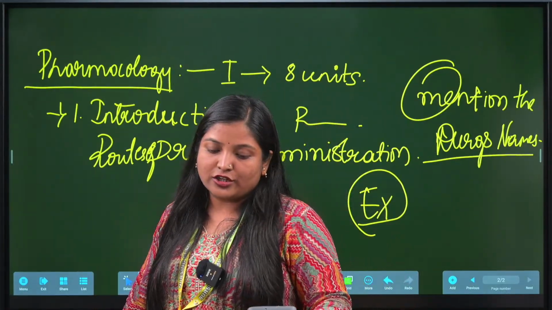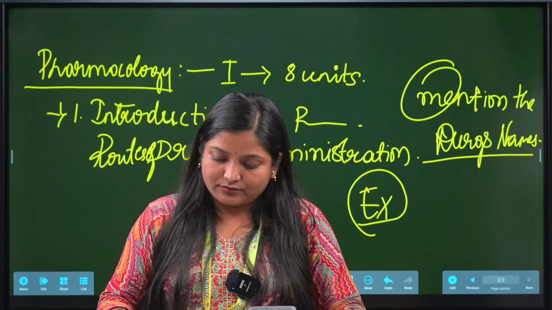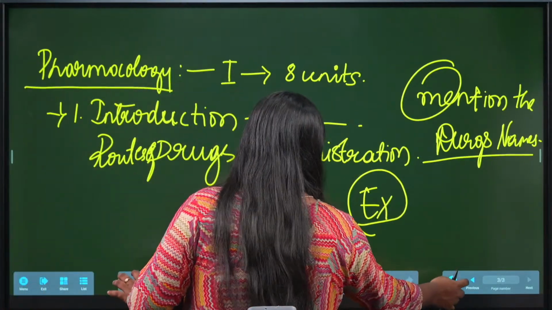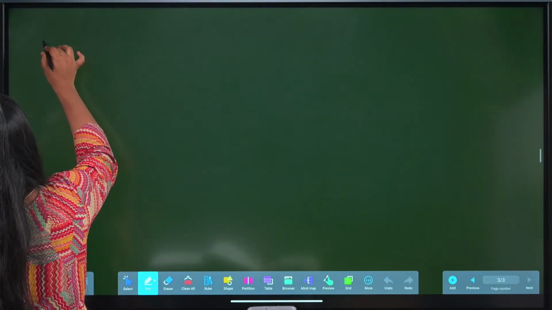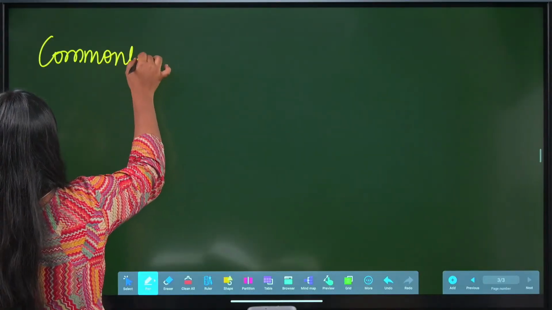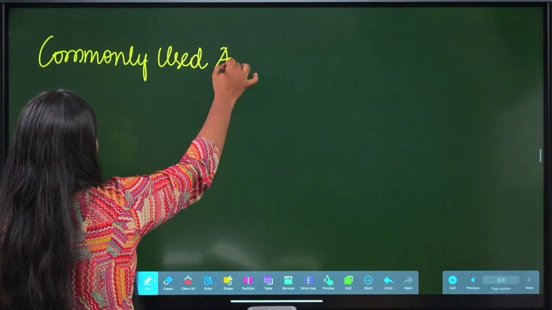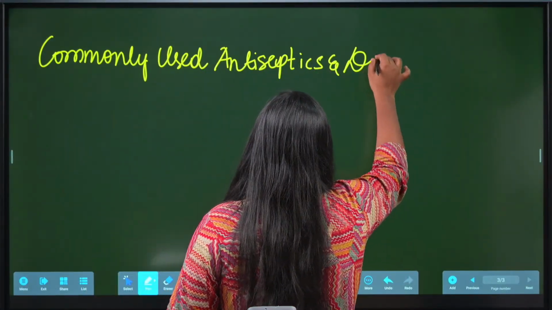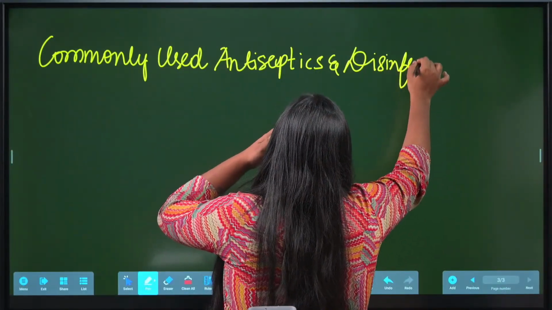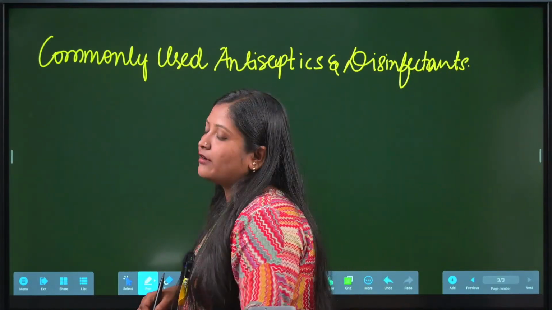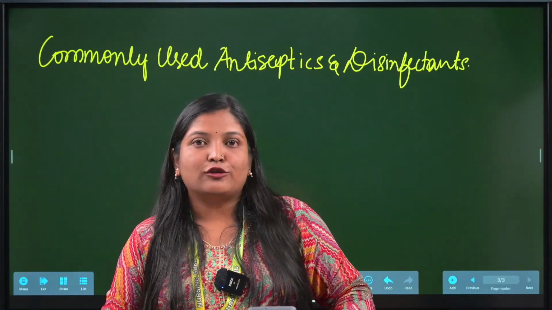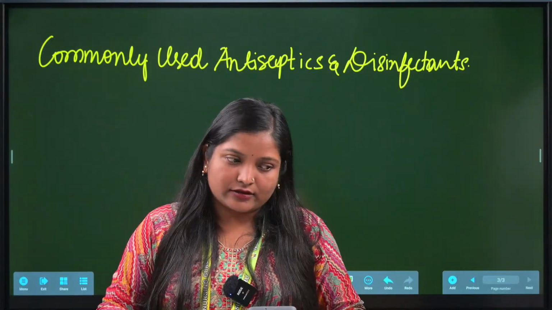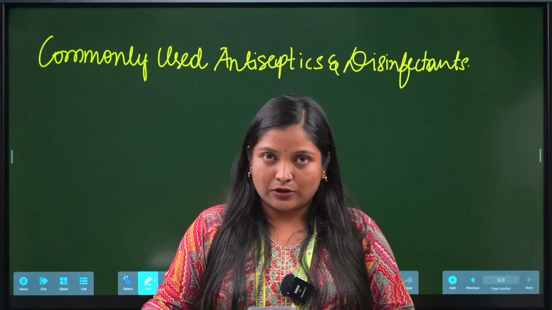The second unit is pharmacology of commonly used antiseptics and disinfectants. Here we are going to focus more on the antiseptics; list out the antiseptics. That question we can expect. Commonly used antiseptics and disinfectants: these are the drugs, the antiseptic solutions as well as the disinfectant solutions, which we use for cleanliness, for cleaning things, for sterilizing and disinfecting purposes.